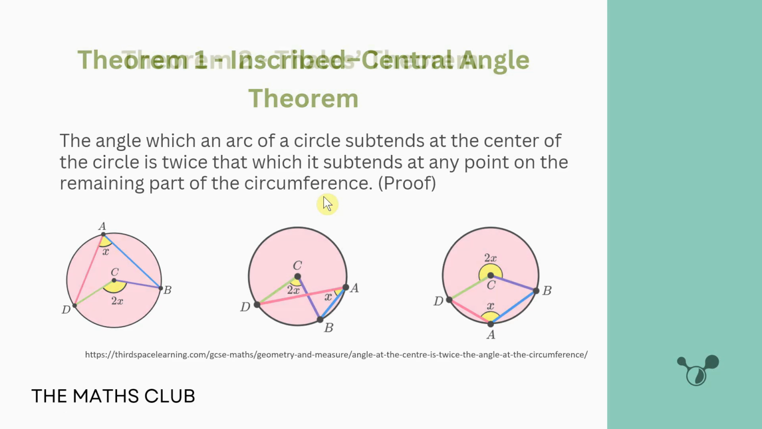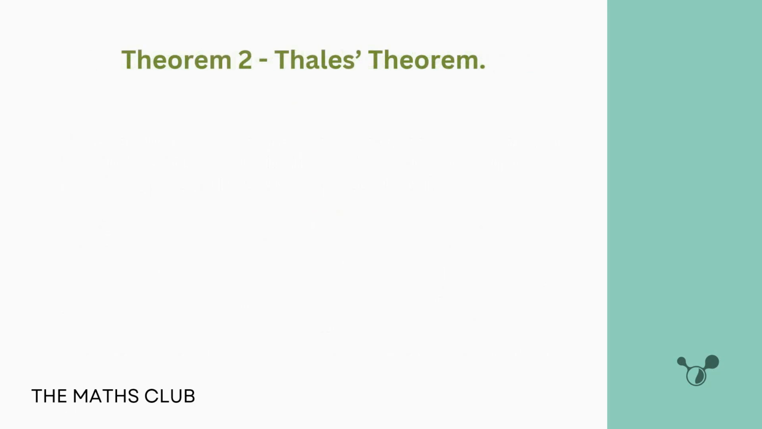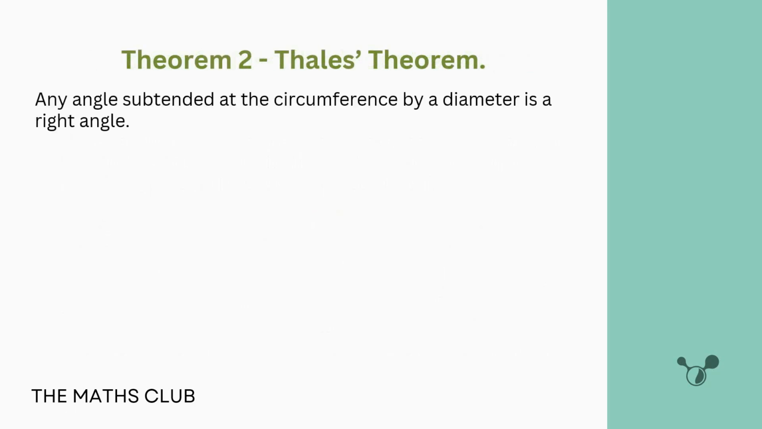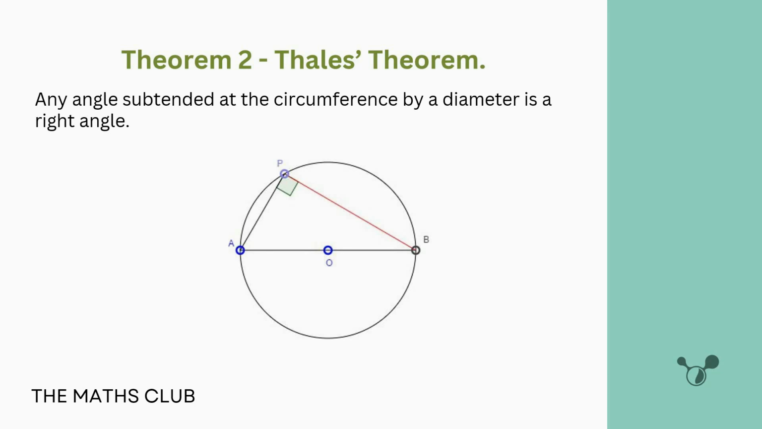Great. Theorem 2 is called the Thales theorem, and it says that any angle subtended at the circumference by a diameter is a right angle. Let's look at this. So this guy here, see the diameter here. It says any angle subtended at the circumference by a diameter. So you can see the triangle here. Remember, we said the angle at the center is twice the angle at the circumference. See, what is the angle at the center here?